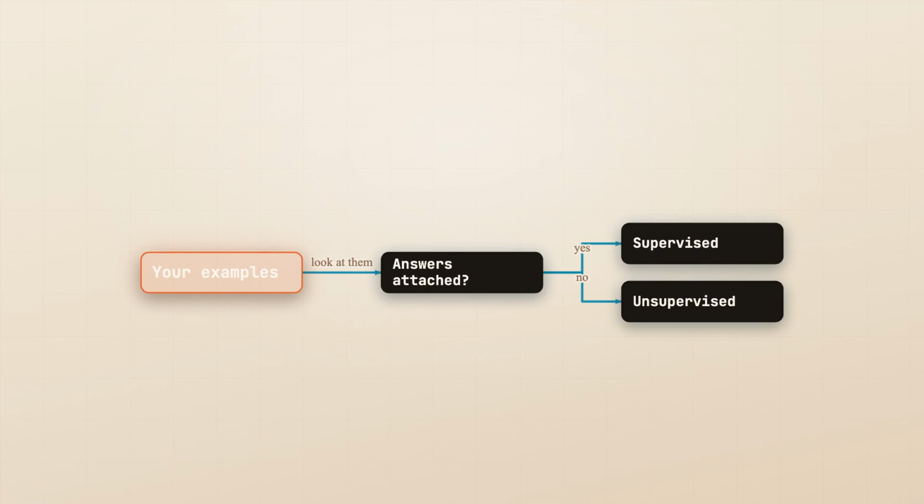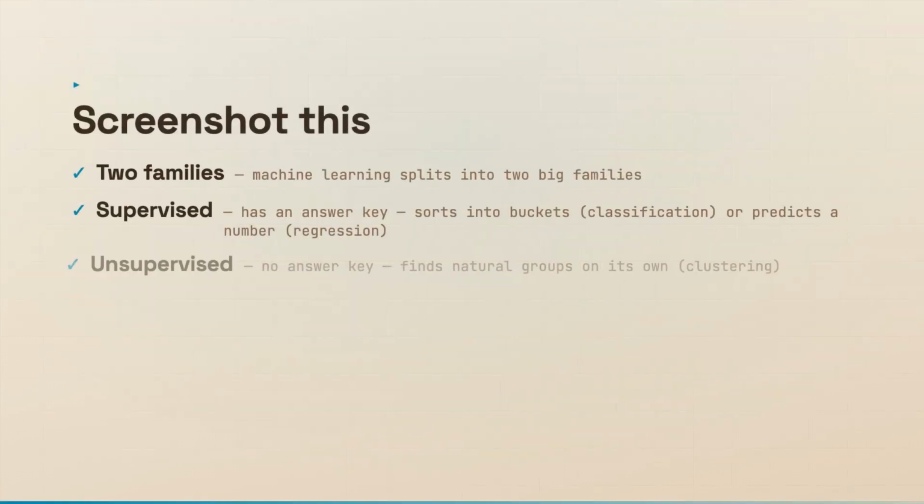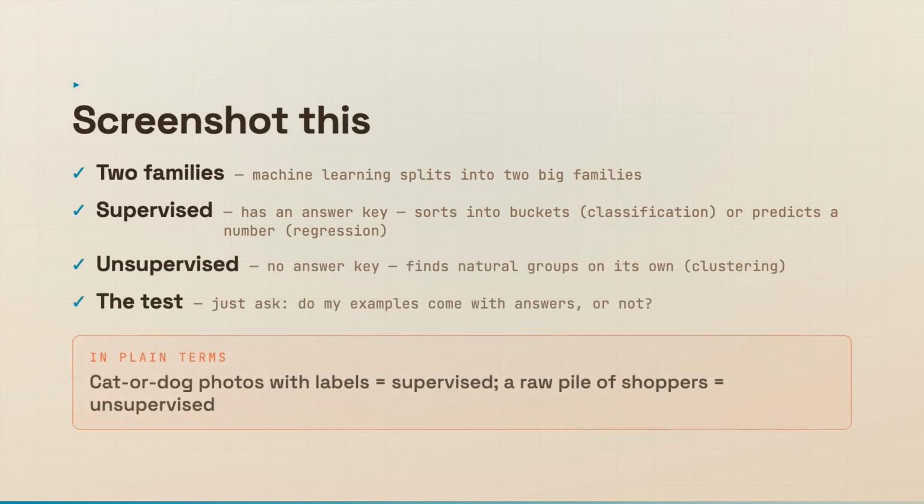Screenshot this. 1. Machine learning splits into 2 big families. 2. Supervised learning has an answer key. It either sorts into buckets, called classification, or predicts a number, called regression. 3. Unsupervised learning has no answer key. It finds natural groups on its own, called clustering. 4. To tell which is which, just ask, do my examples come with answers or not?